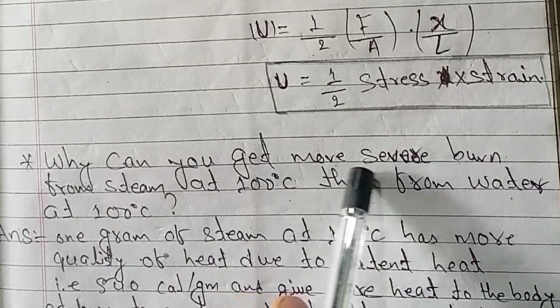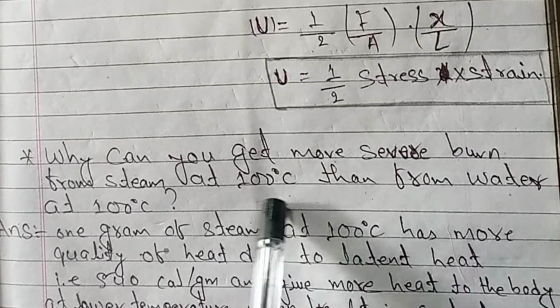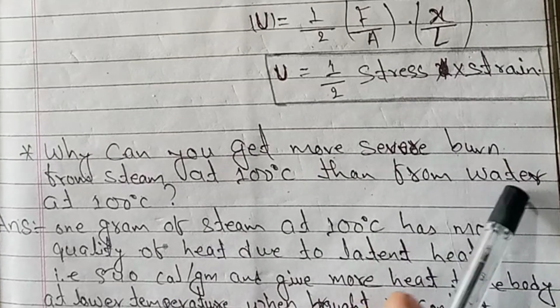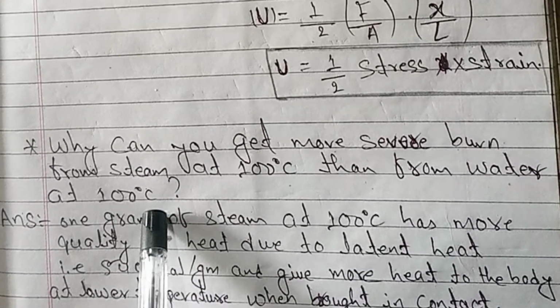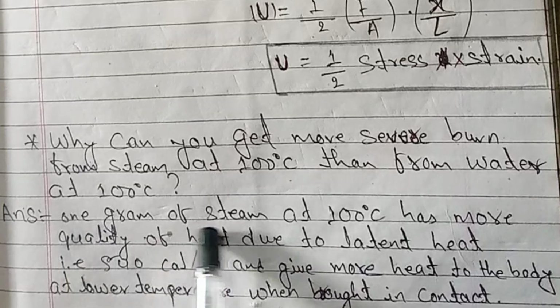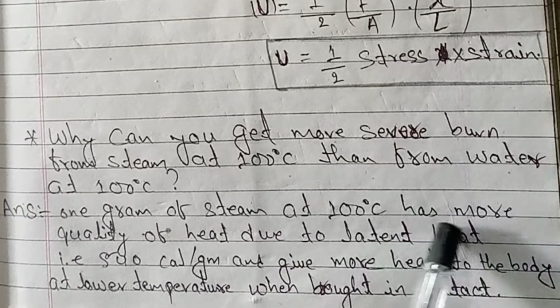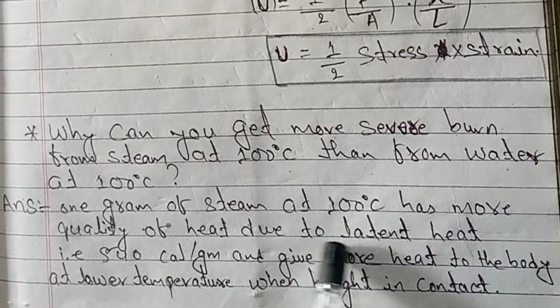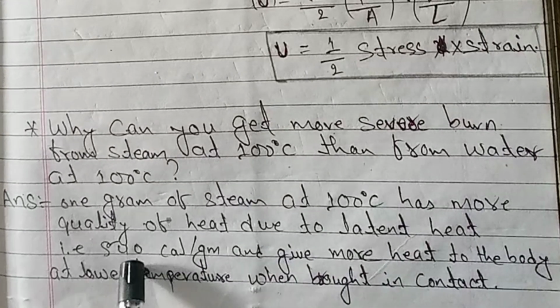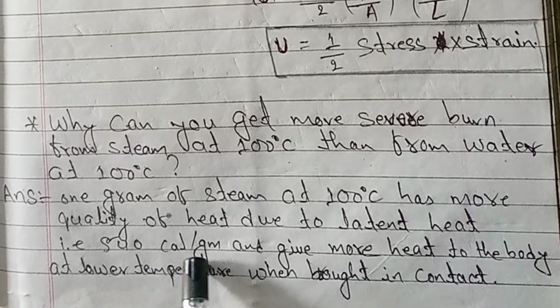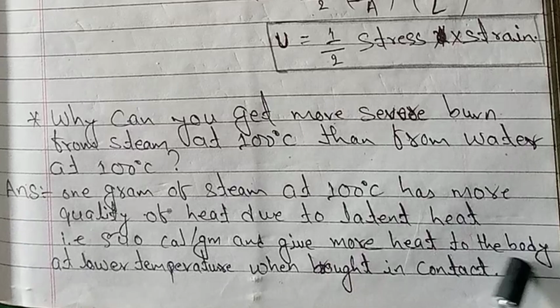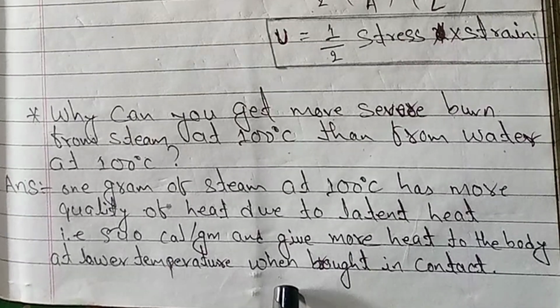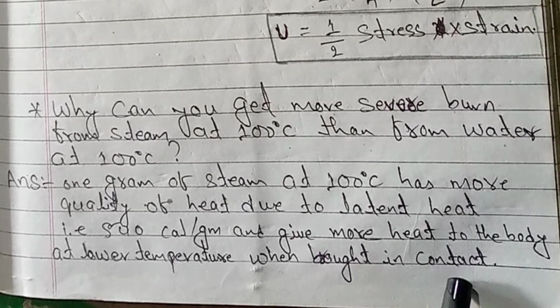Why can you get a more severe burn from steam at 100 degrees Celsius than from water at 100 degrees Celsius? Answer: 1 gram of steam at 100 degrees Celsius has more heat due to the latent heat, that is 540 cal per gram, and gives more heat to the body at lower temperature when brought in contact.